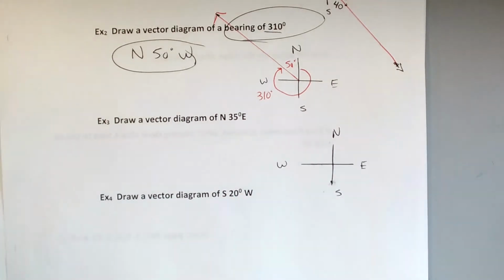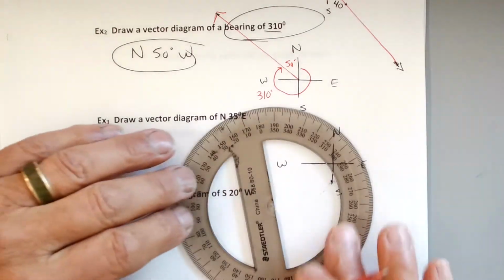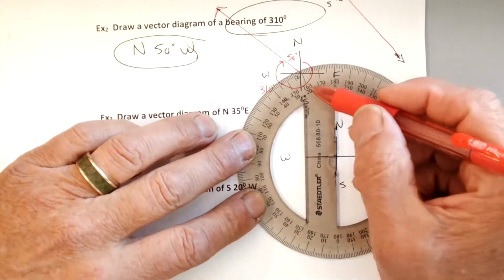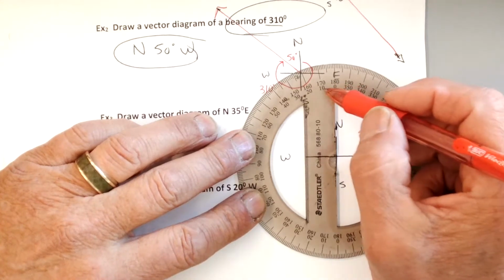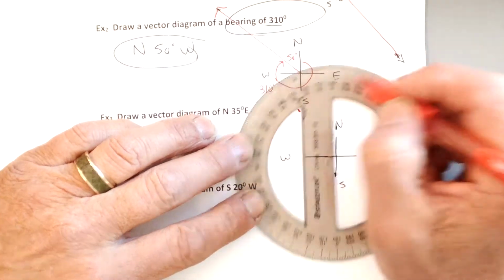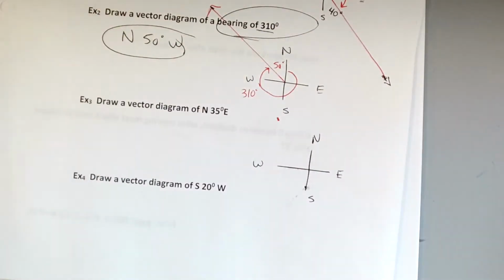So I'm going to go north 35 degrees. I can think of this more as a protractor, and rotate 35 degrees. 10, 20, 30, 35 degrees is right about there. So I'm going to mark my path.